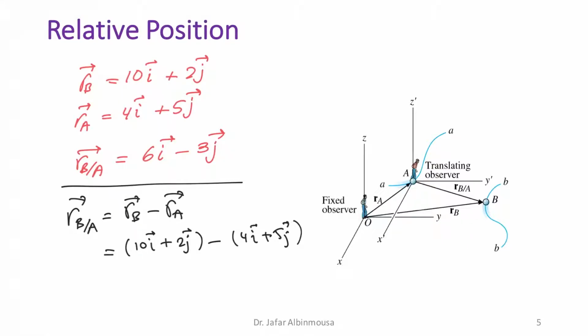What is important over here is to note something. So note that RB with respect to A is equal to minus RA with respect to B.